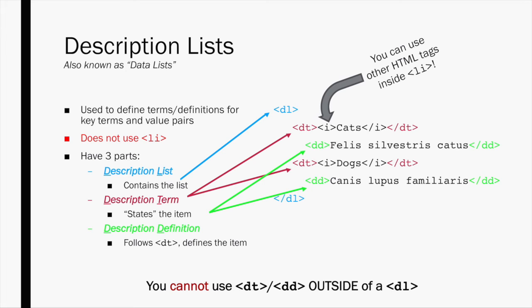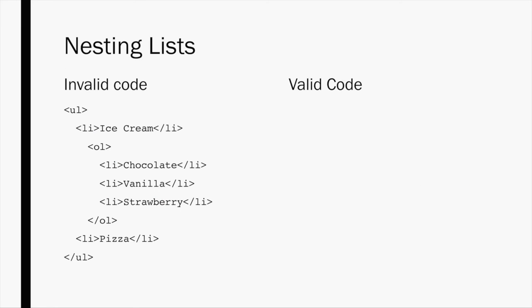In the example, we have cats and dogs, and then the actual Latin name for them. I forget the exact terminology for that, but basically the Latin version of it. And in that case, it is the definition of the term in the list that's being described. Okay. You cannot use a DT or a DD outside of a DL, which means you cannot use the term or definition tags outside of a description list.